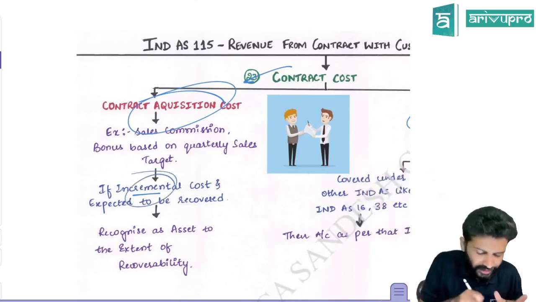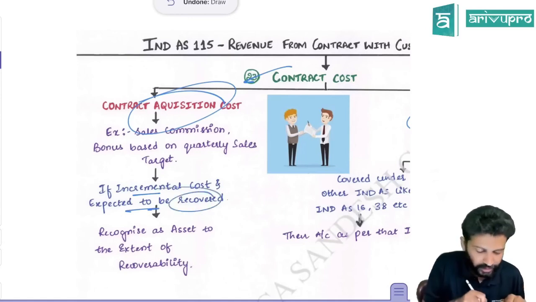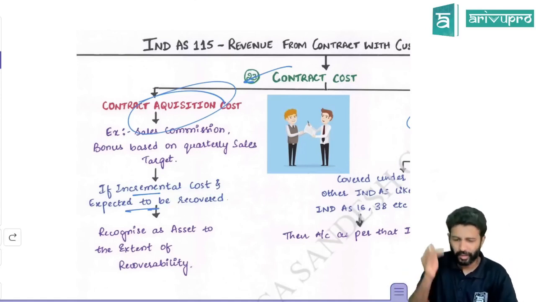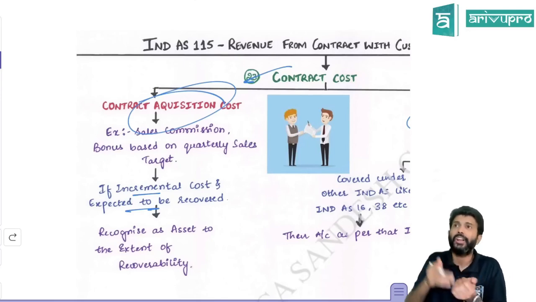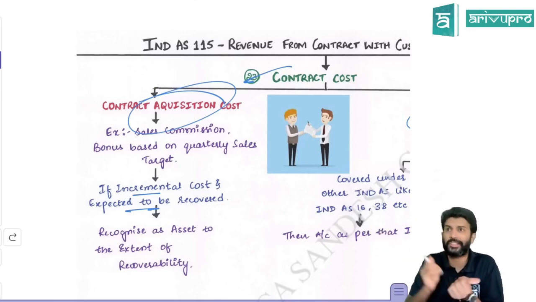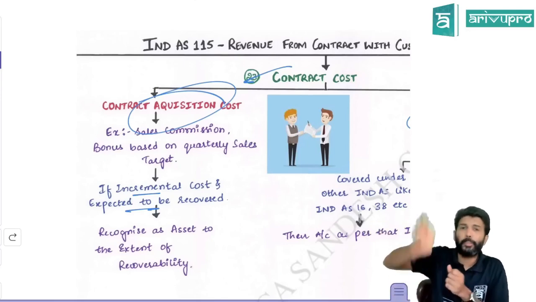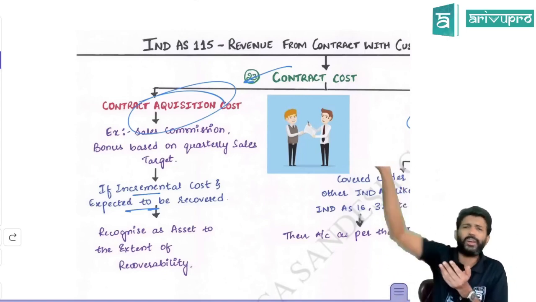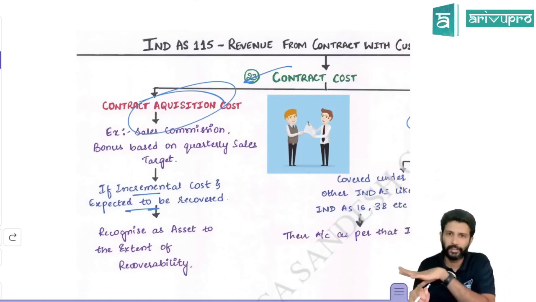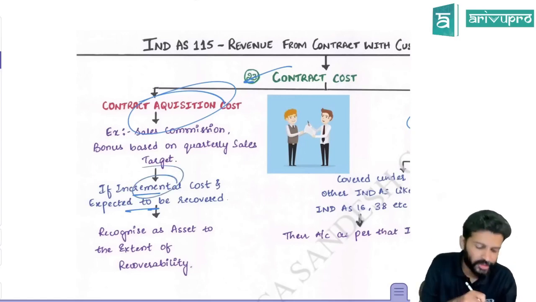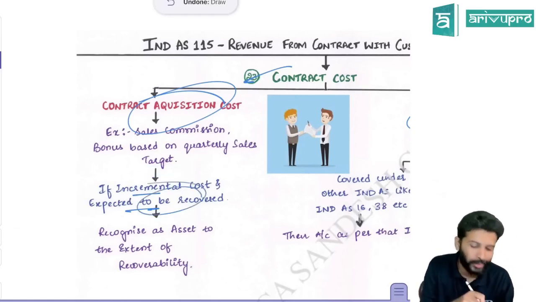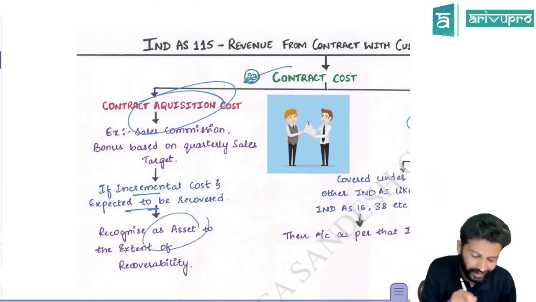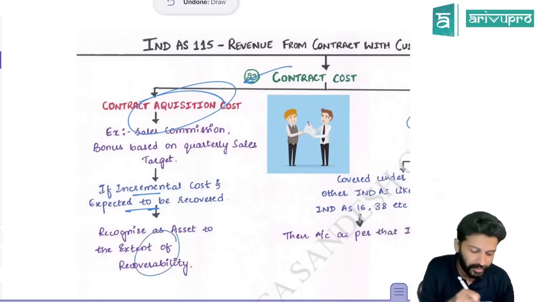So if it is an incremental cost, and if you feel that you will recover that cost, because obviously we are talking about contract cost. To execute the contract also, you will incur some cost. Like if it's a construction contract, first you have to build that building. To construct that building, you will incur some cost. Later on, you will recover money from your customer. That's your contract revenue. So if this cost is an incremental cost, and if the entity feels they will recover this, then you can recognize this as an asset to the extent of recoverability.